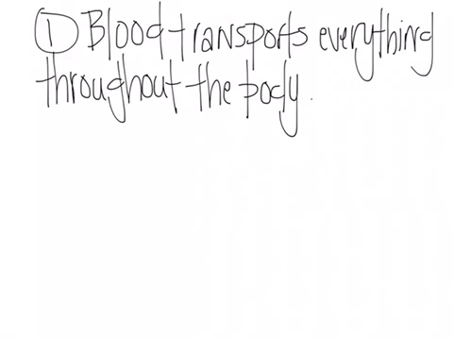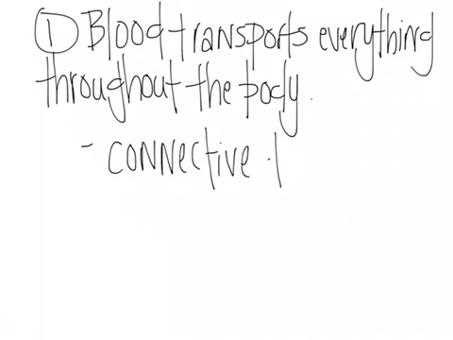The second part of this question is what type of tissue is blood? If you remember back from last semester, it is actually a type of connective tissue. If you put that on your paper, you did well. Good for you, you remembered. So blood is a transporting agent to get things throughout the body, and it is a type of connective tissue.